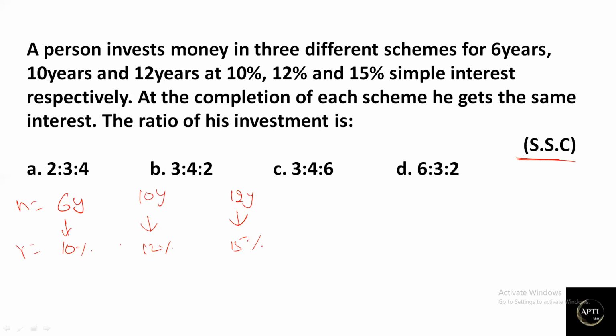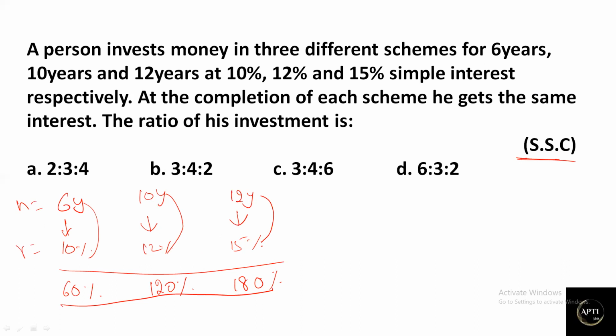Now we know that simple interest is nothing but n into r. What will be the simple interest in this case? What is 6 into 10? 60, so 60% is the simple interest. What is 10 into 12? 120, so 120% is the simple interest in the second scheme, and in the third scheme 12 into 15 is 180%. What are these values? The simple interest values in three different schemes. Because simple interest is n into r, the first scheme simple interest is 60%, the second scheme 120%, and the third scheme 180%.